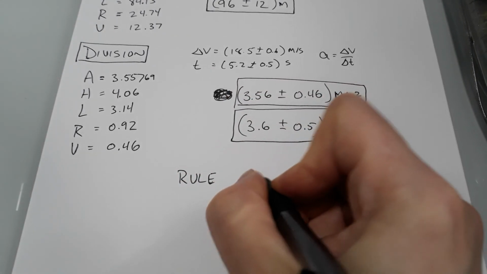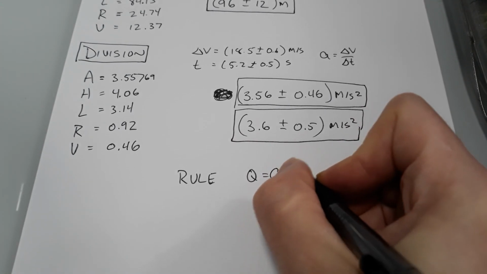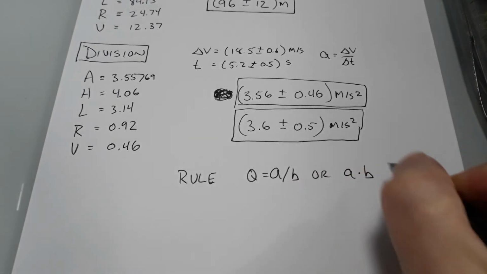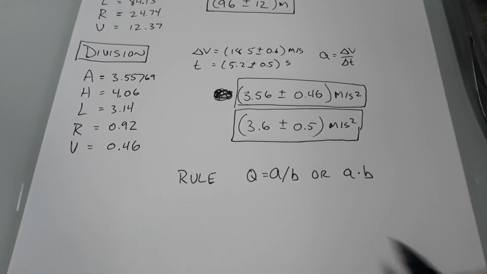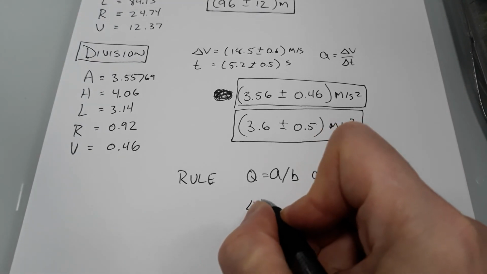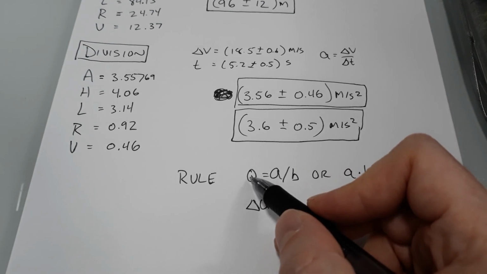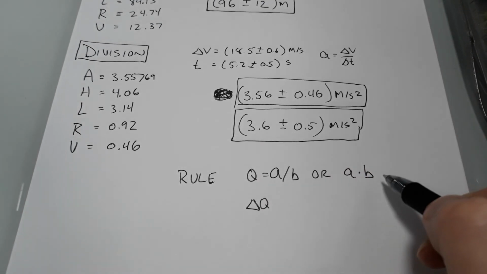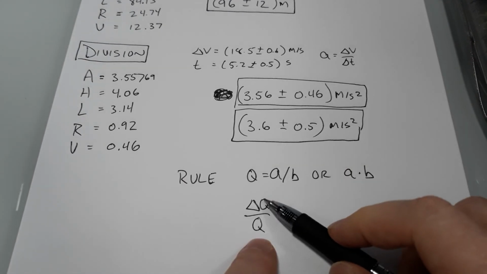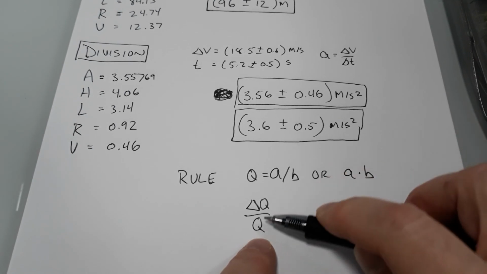So the rule is that if you have a calculation that Q is equal to either A divided by B or A times B, then the way that you would find the uncertainty is through this formula. It says delta Q over Q. Remember, delta Q is the result of the calculation. It's what we got when we divided or when we multiplied. Hopefully you recognize this as the fractional uncertainty. So I've taken the absolute uncertainty and divided it by the answer.